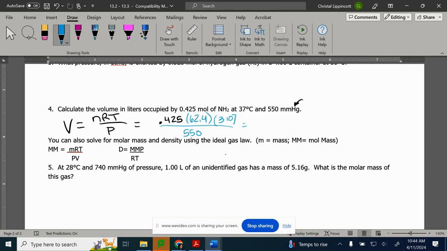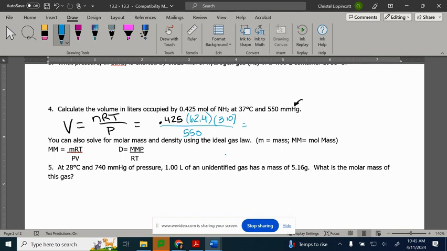Because, let's see, 550 divided by 760. But you should end up with the same answer. So I had 0.724, but I had a different R value, which was 0.0821. But the answer should have ended up being the same value.